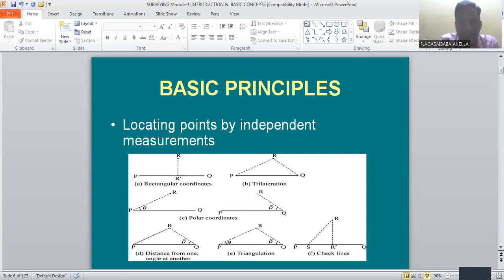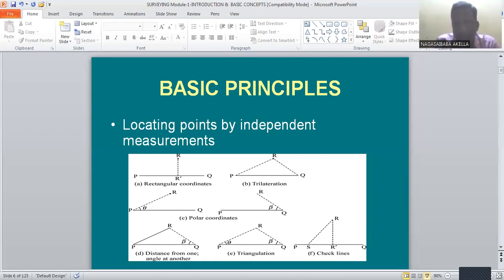Next, in E, triangulation method. So here both are angles. From P, theta angle, from Q, beta angle. Where these two angles are intersecting, that is point R. So this method is called triangulation method.